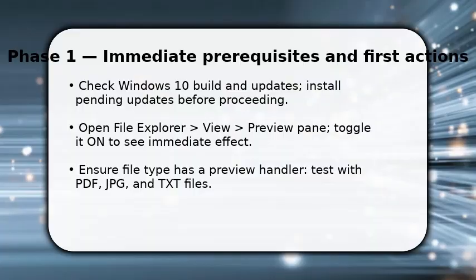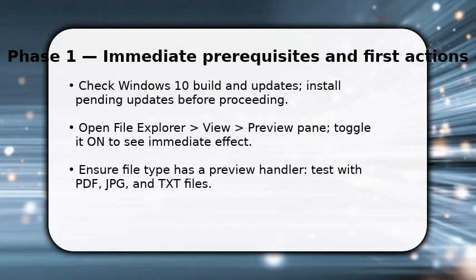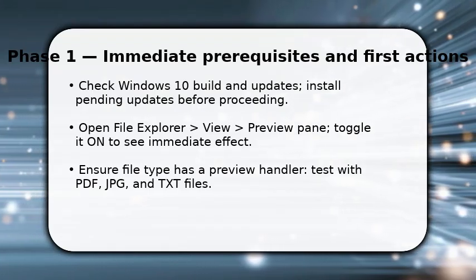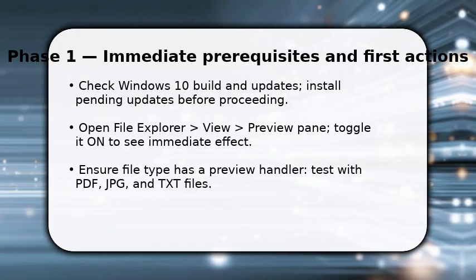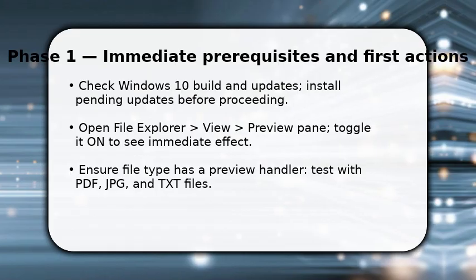Please enjoy the video. You begin with Essentials and the first fixes. Make sure Windows is updated, because outdated system files block handlers. Open File Explorer and enable View Preview pane. You should see the pane appear.